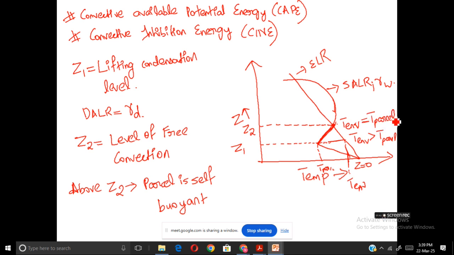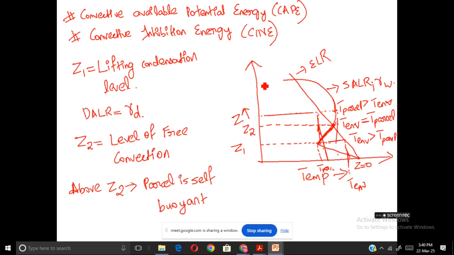Now what is happening above Z2? Above Z2, if we take a level like this, this is the environmental temperature, and this is the parcel temperature, which is greater. T parcel is greater than T environment, which means the parcel is self-buoyant, and without the help of an external agency, the parcel can rise on its own. So above this, the parcel will continue to move in the displaced direction.